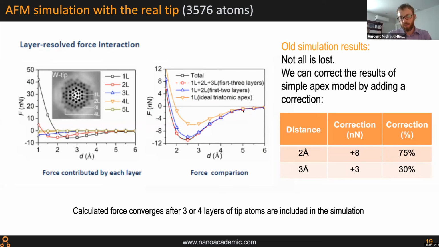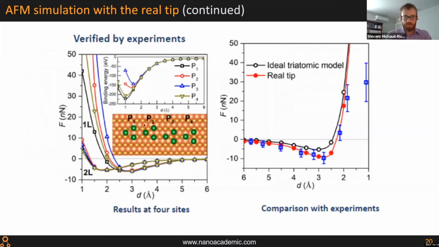For this particular case, he was able to estimate a rule-of-thumb correction as a function of distance: minus 75% at 2 angstrom and minus 30% at 3 angstrom. So technically, you could use that as a rough order of magnitude correction. He did the study and tried to decompose the force at various spots on the surface. Depending on where you are, the forces decompose differently, similarly with the binding energy.